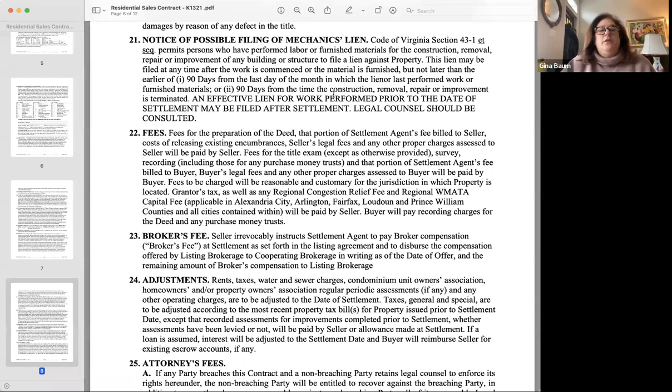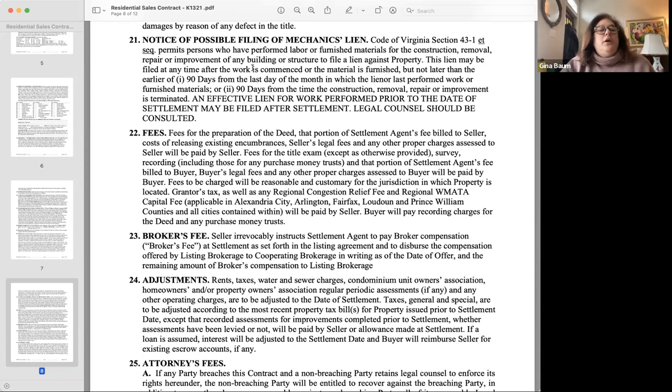Notice of possible filing of mechanics liens. Code of Virginia section 43-1 permits persons who have performed labor or furnished materials for the construction, removal, repair, or improvement of any building or structure to file a lien against property.